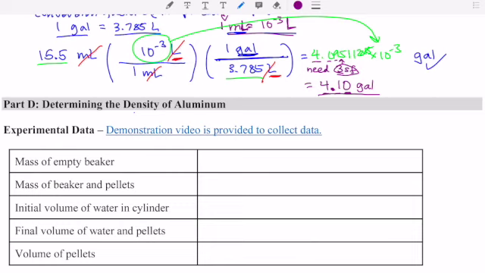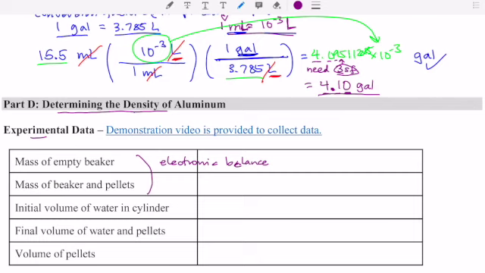In calculating, or determining, the density of aluminum, you first have your experimental data. So this video is in the second tab of the measurements lab. You should collect the data: the mass of the empty beaker and the mass of the beaker with the pellets. That's the information from the electronic balance.